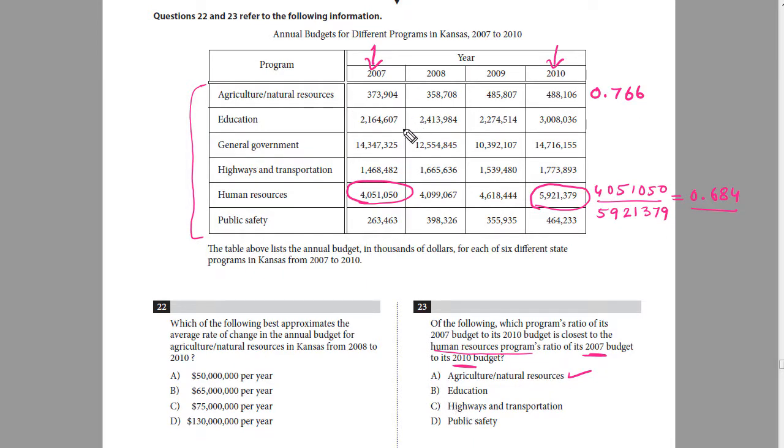Now for the education, this value divided by this value. 2164607 divided by 3008036. 0.7196, or I can say 0.72. That's for the education. Now let's see for the highways and transportation.